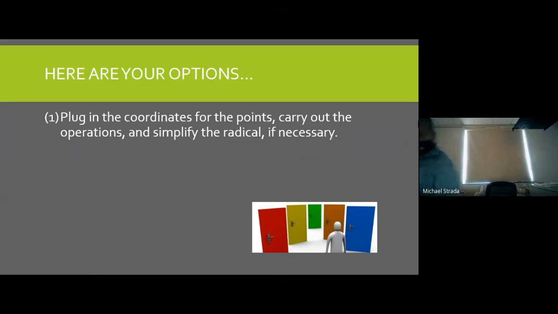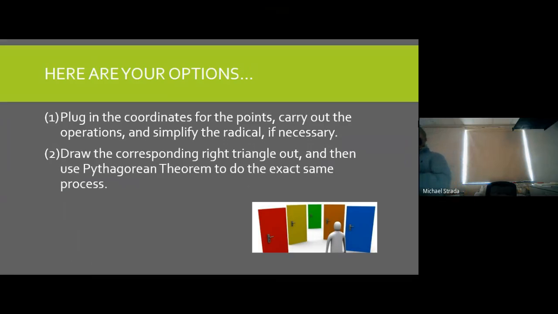So what I do instead is I draw the corresponding right triangle out and then use the Pythagorean theorem to do the exact same process. So that's what the distance formula is. It's the Pythagorean theorem.